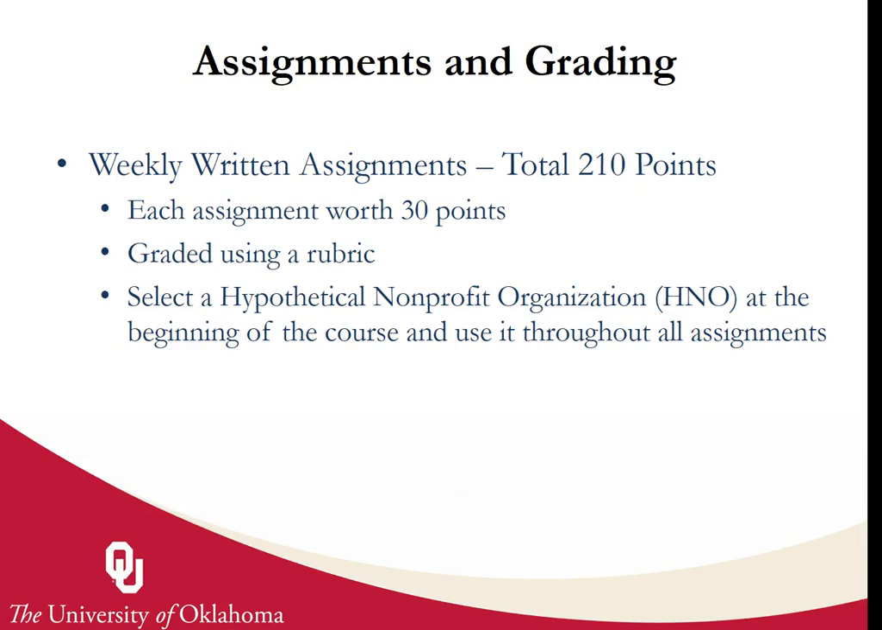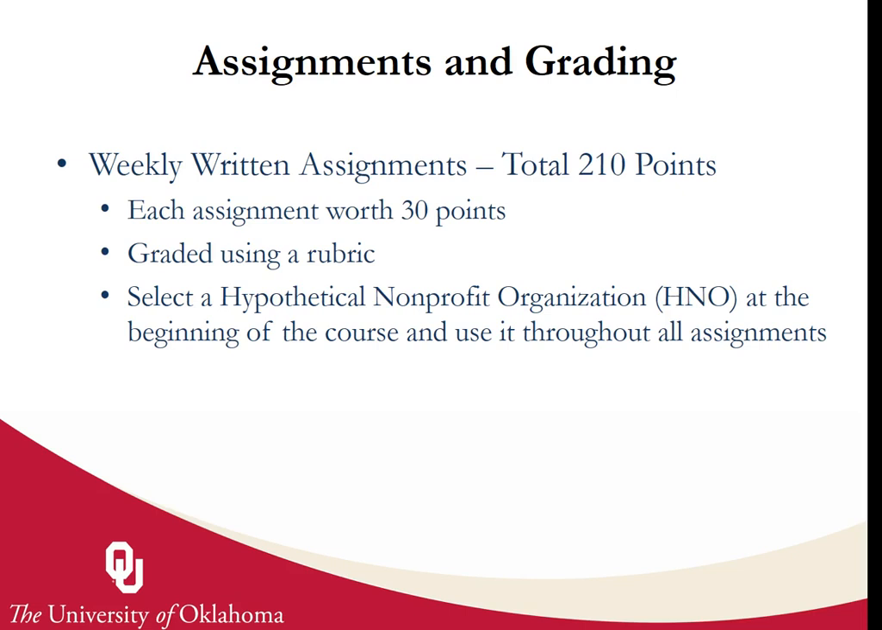The third type of assignment that will be done for this class are weekly written assignments. And these are 30 points each for 7 weeks, the 8th week being dedicated to the strategic plan. So this is a total of 210 points for the course. These written assignments are graded by using a rubric. I strongly recommend that you look at the rubric before you submit your work. The rubric will be a very good guideline as to what I'm looking at and expecting for the answers.